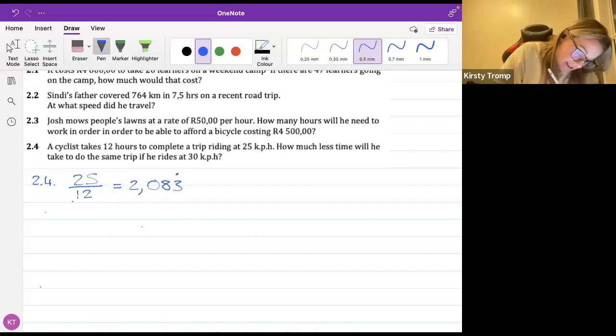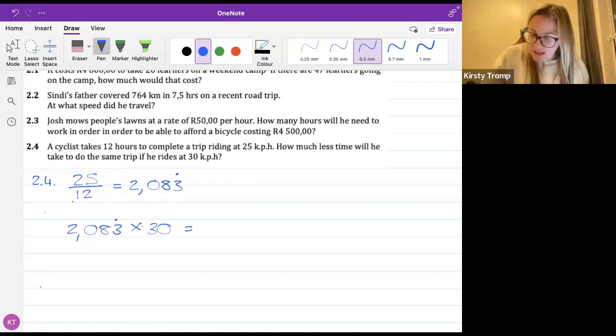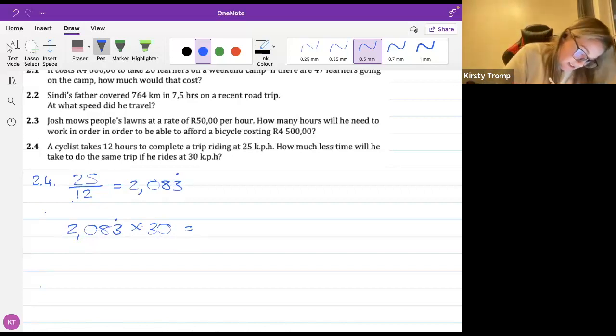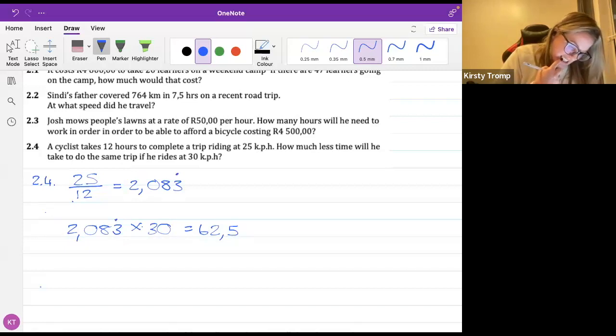And then you're going to take that 2.083 recurring and you times it by 30, did you say, hey? Yes, ma'am. Okay, and what did you get when you did that? So you kept that on your calculator. 62.49. I get 62.5 on my calculator when I do that. Oh, ma'am, is it because you rounded off? Yeah, maybe. But also, it seems a bit weird. Am I right? Let's go do this quickly.